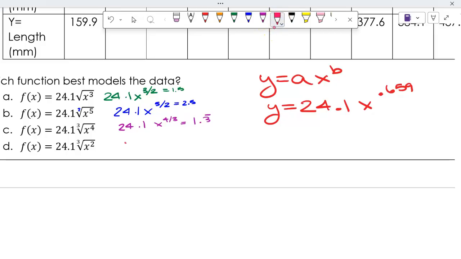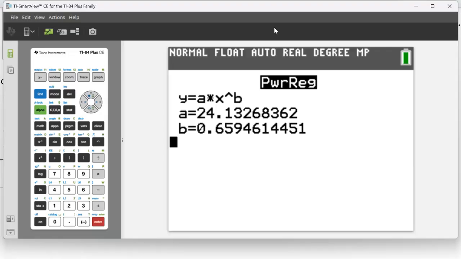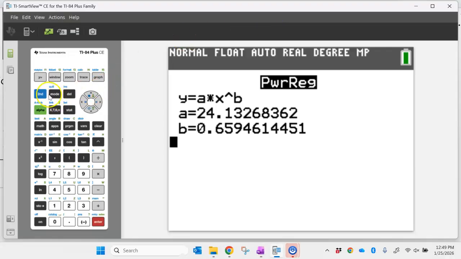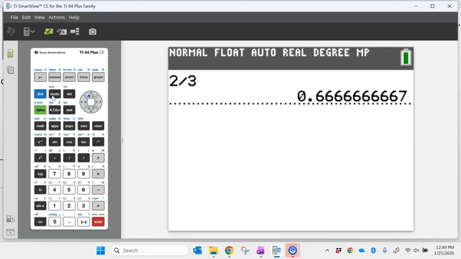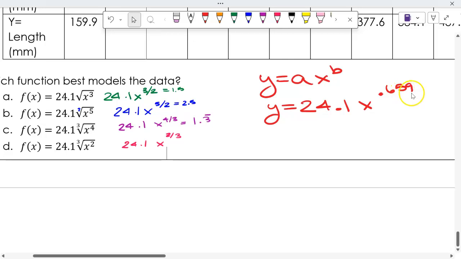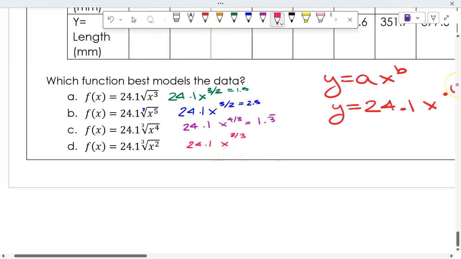This has got to be it, right? 24.1 times x to the power of 2 over 3. Ooh, what is 2/3 as a decimal? Let's look at that. And so we can kind of see and confirm 2/3 is 0.6 repeating. And when I come over here, this is 0.659. That is pretty darn close. And it asks me to find the function that best models. So that would be this one.